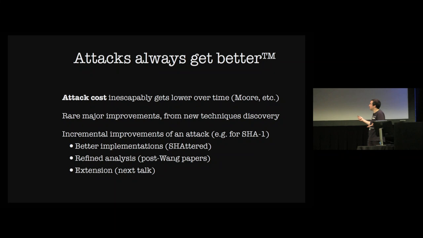Another point is that the attack cost will always get better, even if there's no new attack, because look at the price and effectiveness of GPUs today compared to 20 years ago. So an attack is much cheaper in terms of whatever reasonable metric you might want to consider. And what better means, take the example of SHA-1.